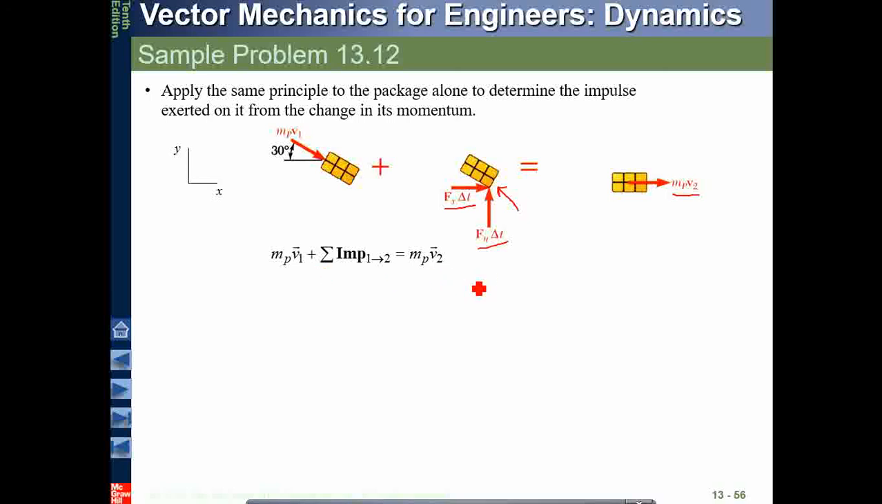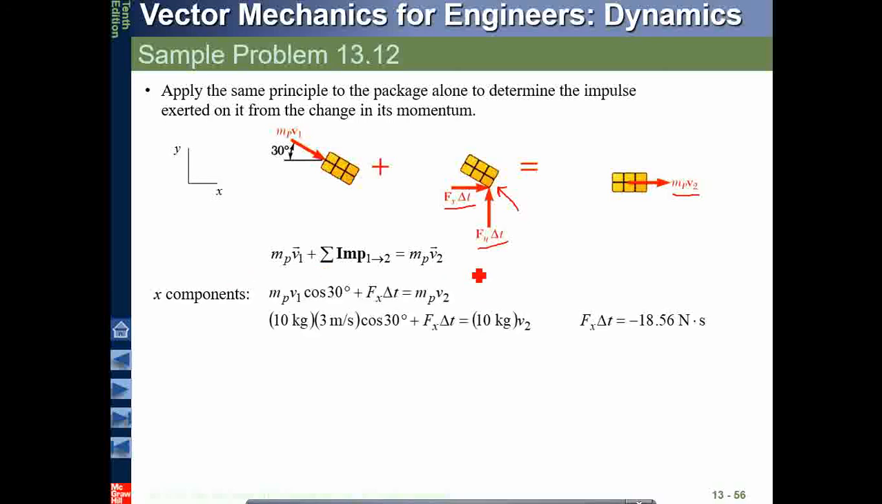So the impulse momentum equation is written, and let's write down its x component and its y component to obtain Fx and Fy. So this component is written mp v1 cos 30 degrees, this component x, plus Fx delta t equals mp v2. We have written this and the force is obtained. So this was the Fx delta t. Remember that the impulse force is not Fx. Impulse force is Fx delta t. Fx is only a simple force. When it is multiplied with time, it becomes an impulse force.